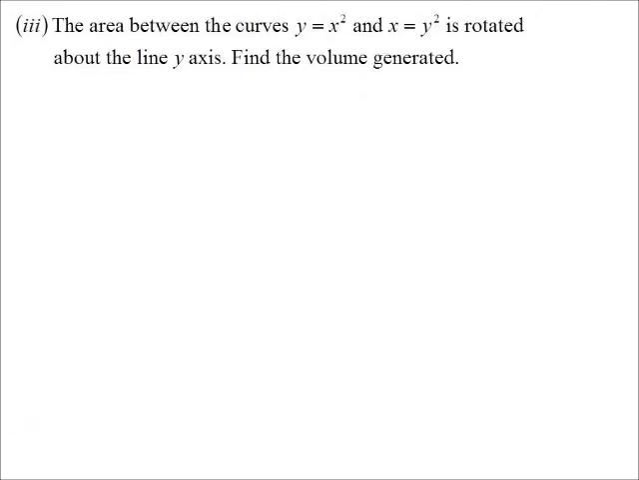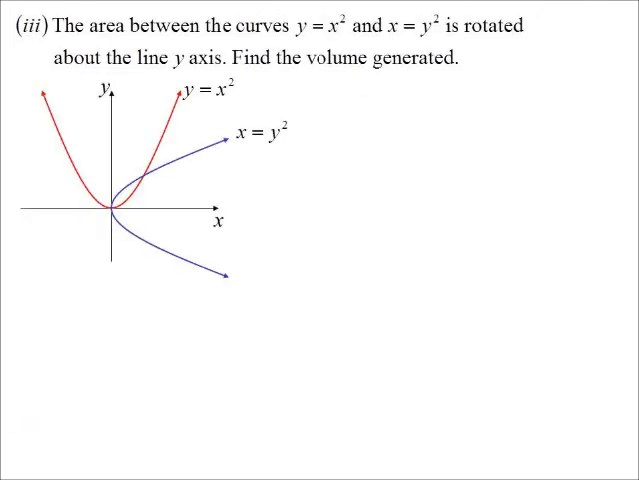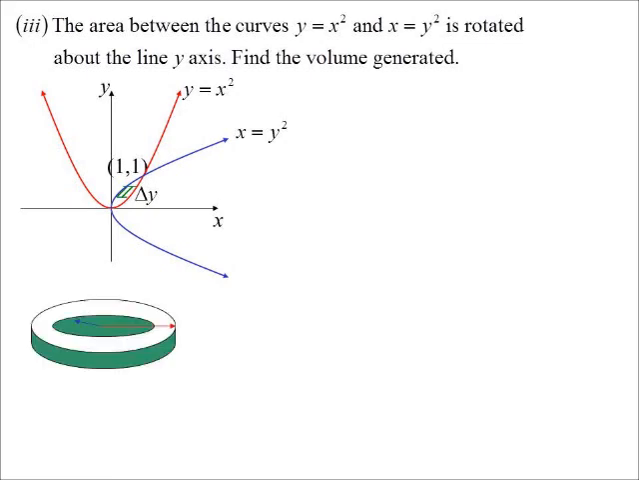If I get y equals x squared, there's y equals x squared. X equals y squared, which is the parabola on its side. The area between these two curves is going to be rotated around the y-axis. So the slice is perpendicular to the y-axis. Point of intersection of those two curves is 1, 1. There's my slice, that little horizontal bit. And when I rotate that, I'm not going to get a cylinder.